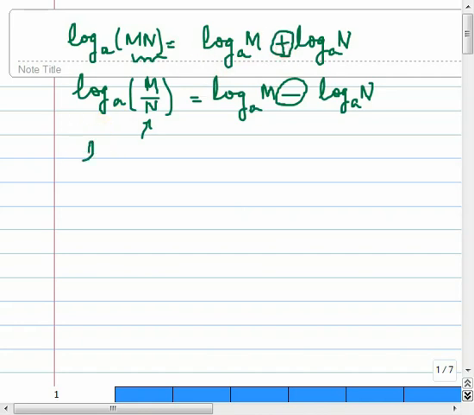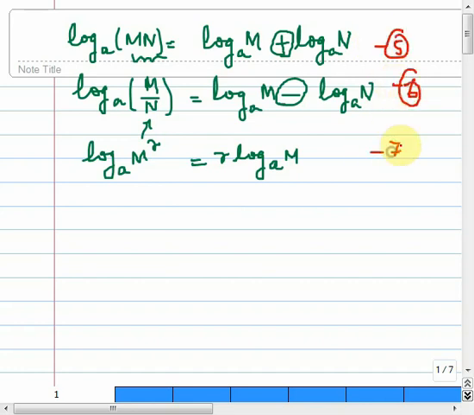And one more property, log to the base a of m to the power r is equal to r log to the base a m. These are 4 properties we have already proved. This is the 5th property, this is the 6th property, this is the 7th property of logarithm. Now we will prove all these properties. Proof of 5. Right.